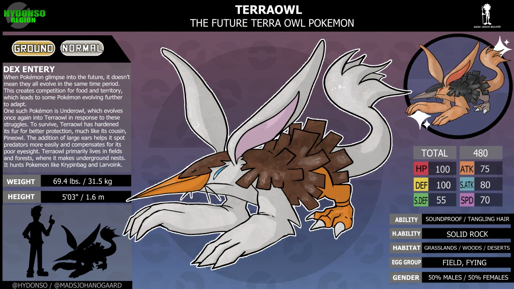Personally, I love the design. And I'm especially excited that it becomes a Normal type. Because did you know that there's no Pokemon that gains the Normal type upon evolving? I thought Terraowl would be the perfect Pokemon to do this with. It blurs the line between the regional bird and regional rodent, creating a great balance between the two. See what I did there?